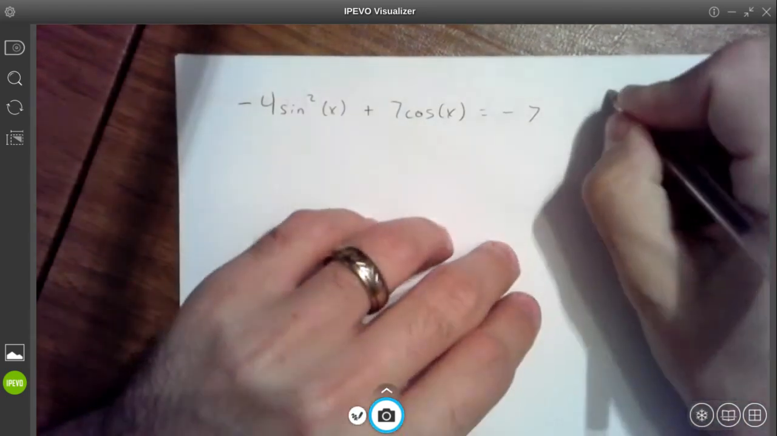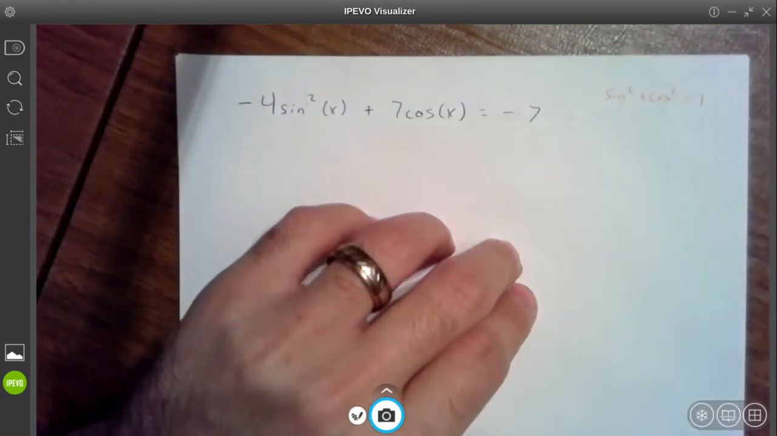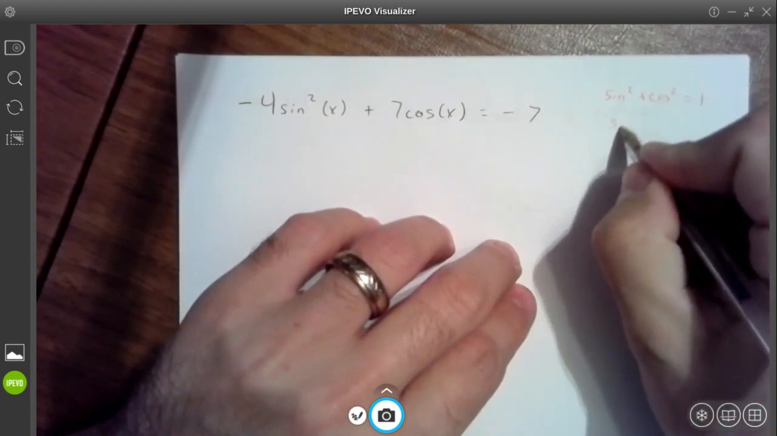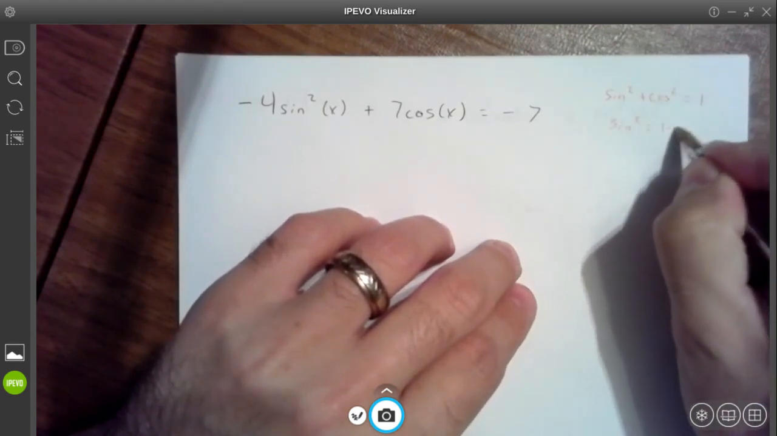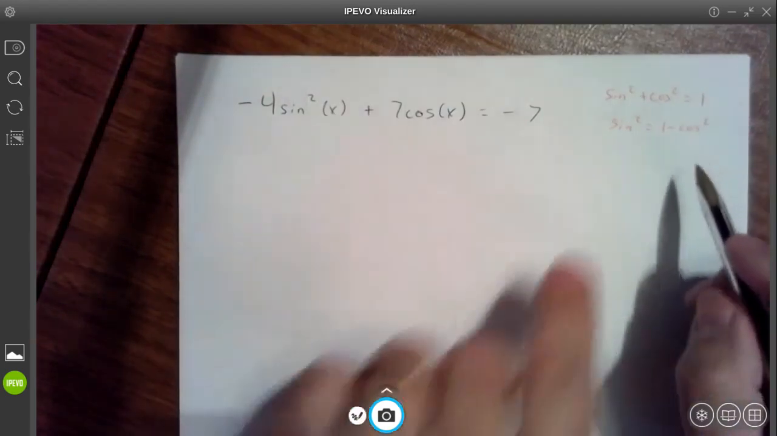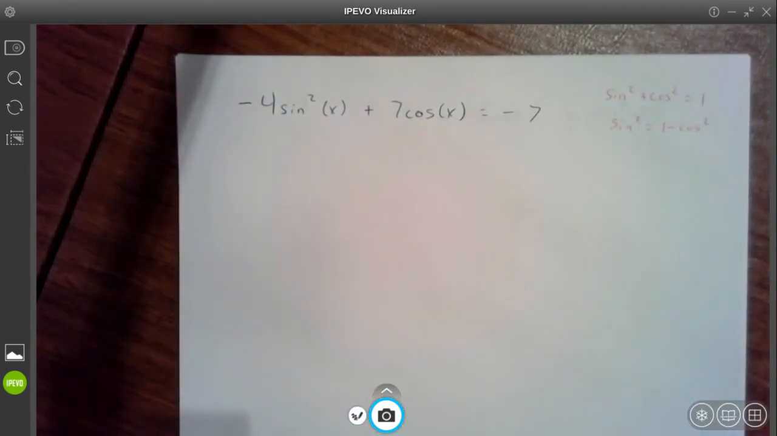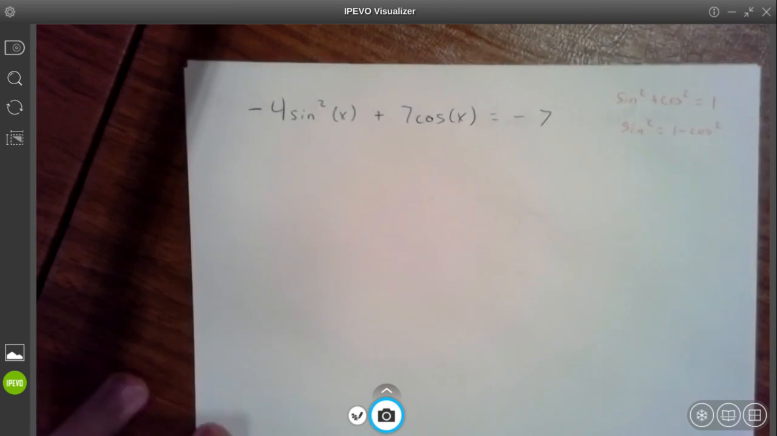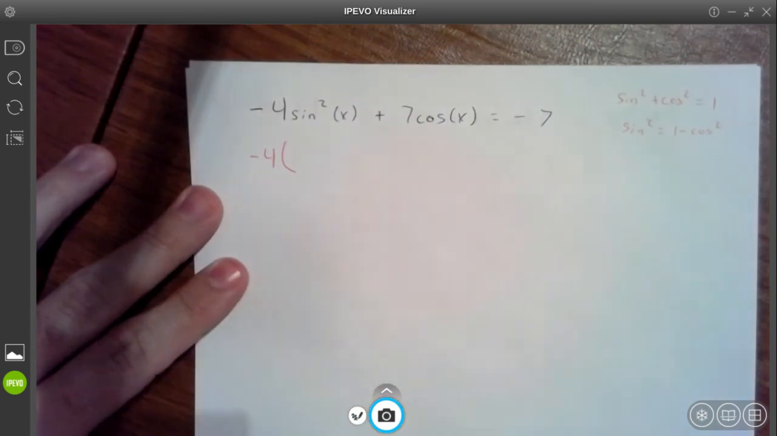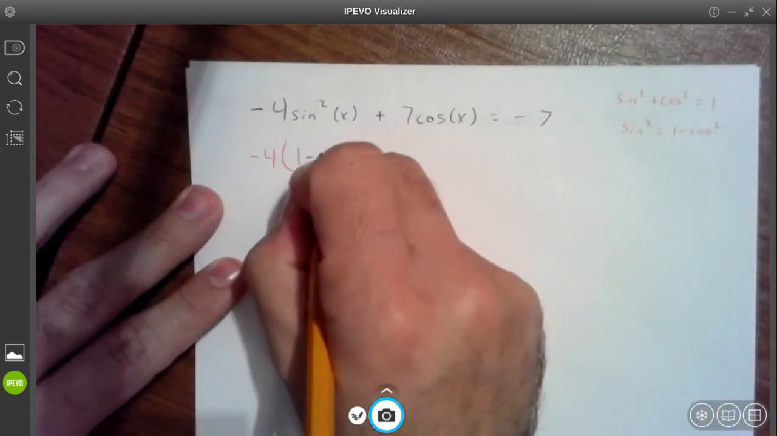All right, remember how sine squared plus cosine squared is equal to 1 from our Pythagorean identity? If we move the cosine squared over here, we get sine squared is equal to 1 minus cosine squared. And using this replacement is going to convert everything in terms of just cosine. It makes our whole equation only cosine. So I'm going to do -4, and I'm going to replace my sine squared part with 1 minus cosine squared.